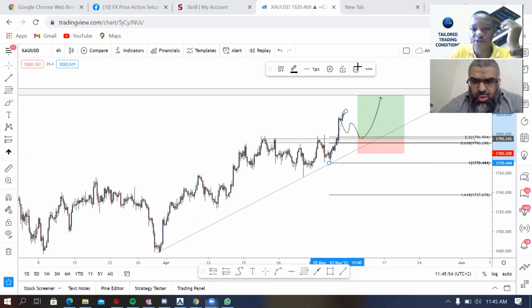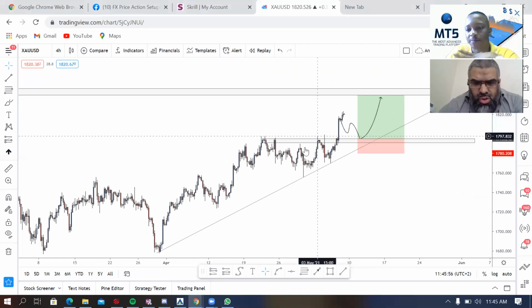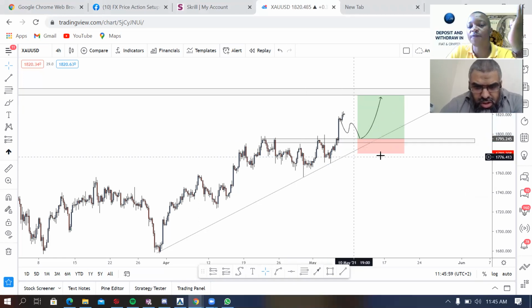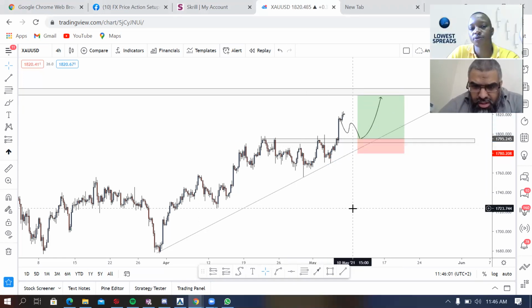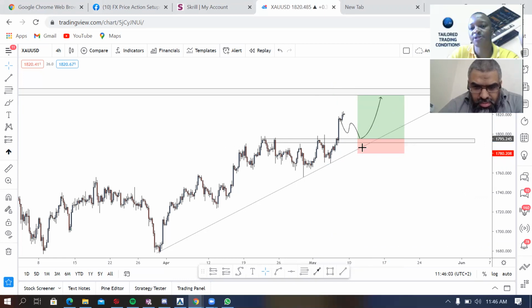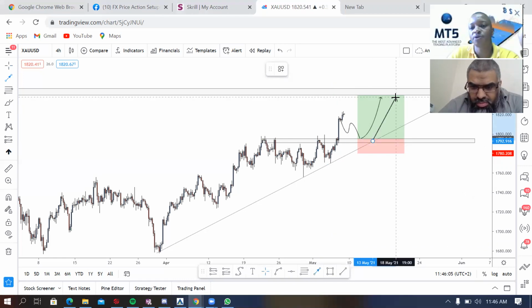Without Fibonacci, we use the order block. This level here, we call it the order block, right? If price touches that order block, we're just gonna punch a buy there. When price touches this level here, we're just gonna buy it going up to that level there.